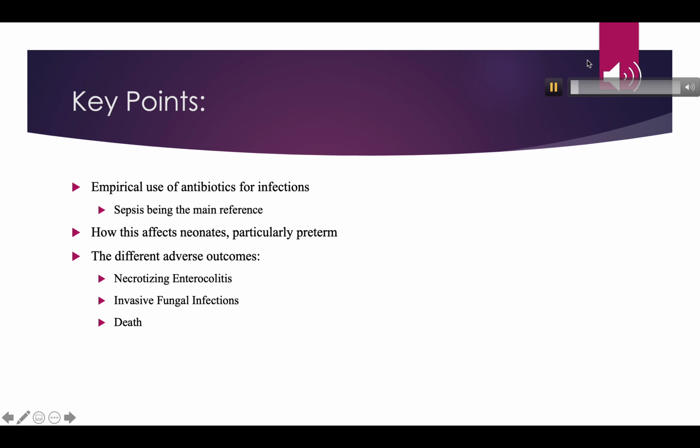So the key points that we're going to be going over are the empirical use of antibiotics for infections. Particularly, this one is going to be sepsis, as sepsis is the main cause of death in neonates, and late onset sepsis is the main cause of death for preterm neonates. We're going to be looking at how this affects neonates, particularly, like I mentioned, preterm, and the different outcomes that can come from using antibiotics too early. And those are going to be necrotizing enterocolitis, invasive fungal infections, as well as death.